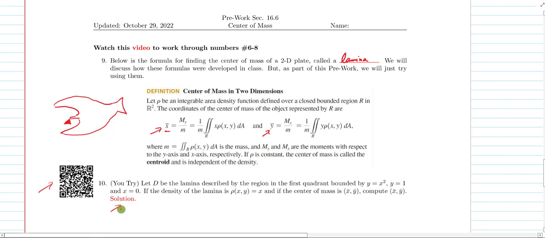So that's the last thing I've got for this pre-work, and I will see you all in class where we will learn how to find centers of mass. We'll learn what these formulas mean, and we'll learn how to find the centers of mass of three-dimensional objects, and that's as far as we'll take this topic.